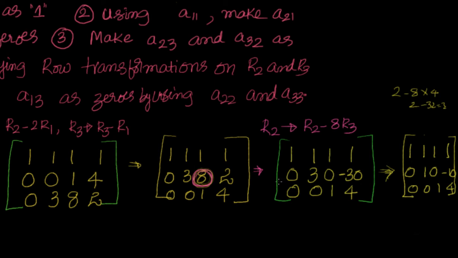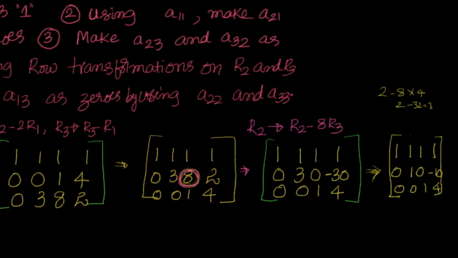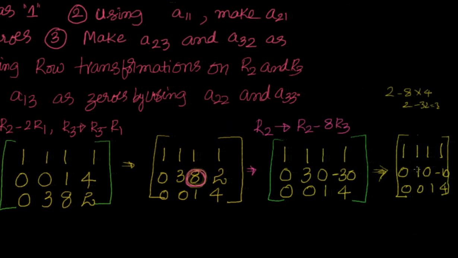You can do it very easily once you understand the logic that whatever row transformations you are doing should not cancel out your zeros and make them non-zeros again. If you are able to catch that, then it is perfect. Very simple to do. Okay, now what else is left out?